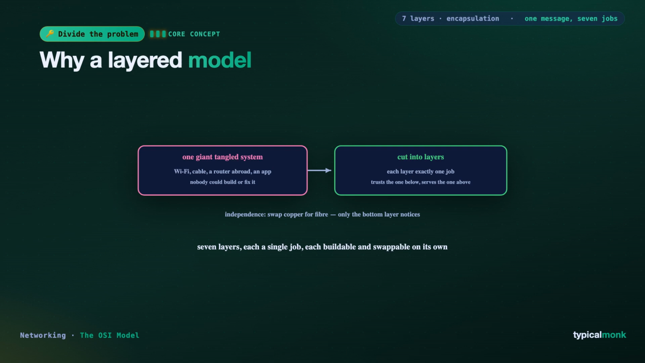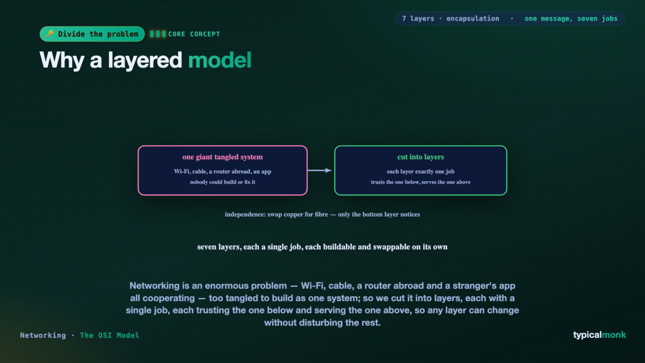Because the layers are separated by clear boundaries, you can completely change one without touching the others. Swap a copper cable for fiber, and only the bottom layer notices. Invent a brand new app, and the layers underneath do not care. This is the same reason we build with standard bricks, agree on the joints, and everyone can build freely. So the takeaway: the OSI model splits networking into seven layers, each with a single job, so that each layer can be built, understood, and swapped on its own. That separation is the whole point.